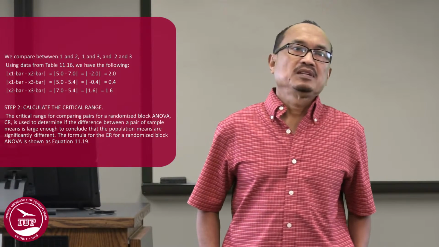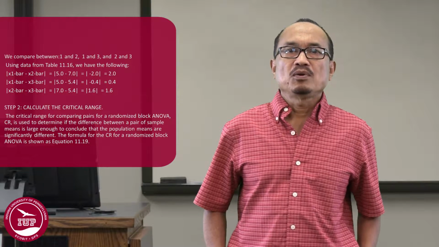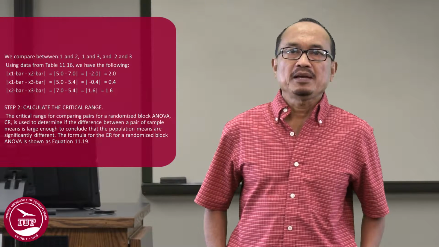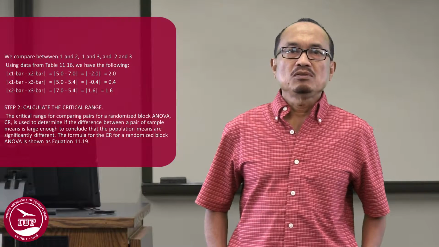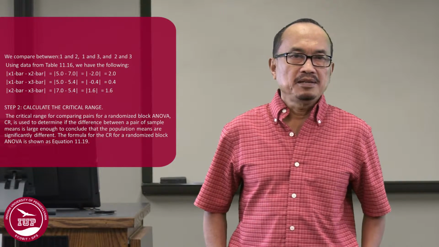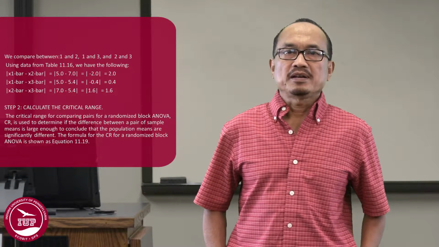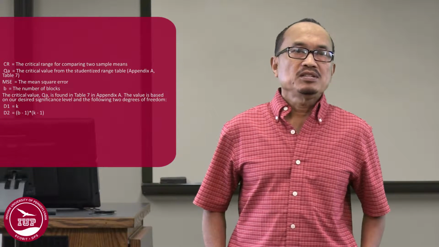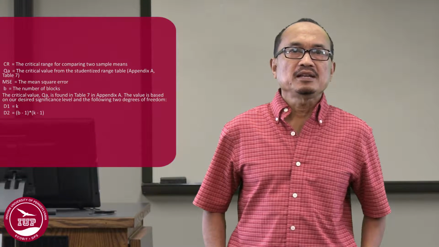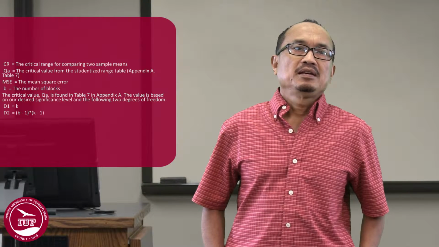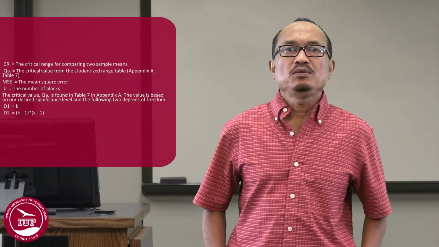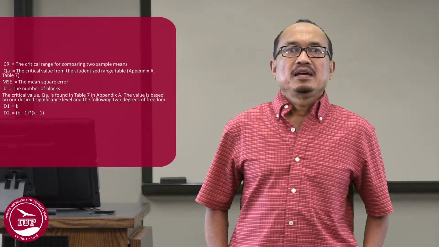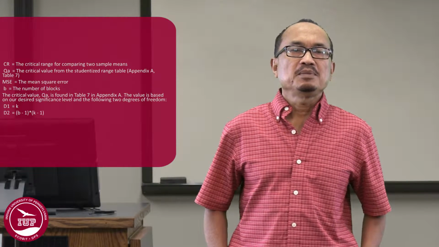Step 2. Calculate the critical range. The critical range for comparing pairs for a randomized block ANOVA, or CR, is used to determine if the difference between a pair of sample means is large enough to conclude that the population means are significantly different. The formula for CR for a randomized block ANOVA is shown in figure 11.19, where CR is equal to the critical range for comparing two sample means, Q alpha is equal to the critical value from the studentized range table, Appendix A, Table 7, MSE is the mean square error, and b is the number of blocks.